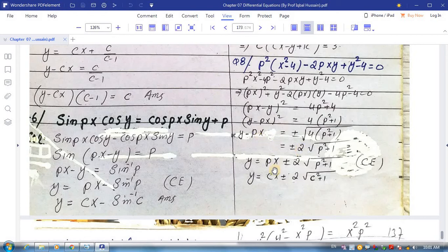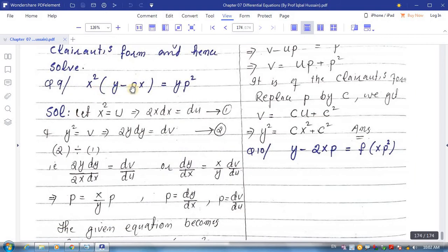Transposing px to the other side, this is Clairaut's equation. y is equal to px plus minus f of p. Replace p by c. Thus we get the general solution. If we have a differential equation of this type, then we have to suppose x square is equal to u.